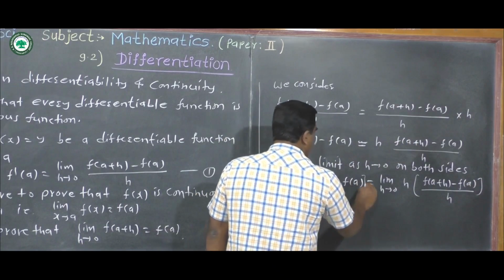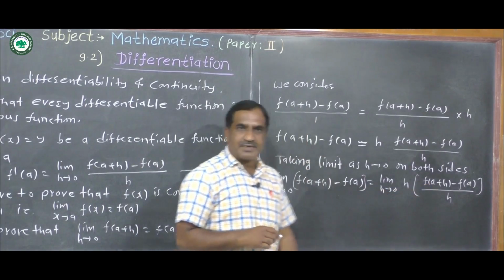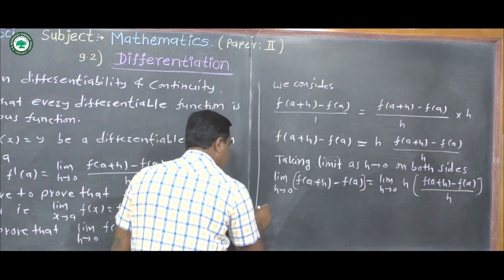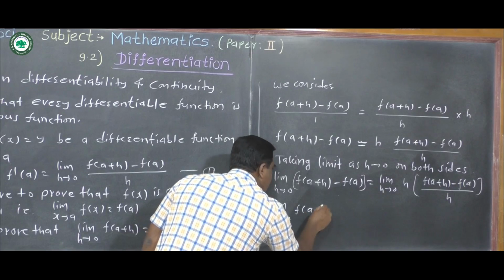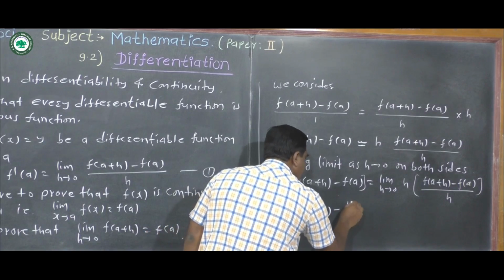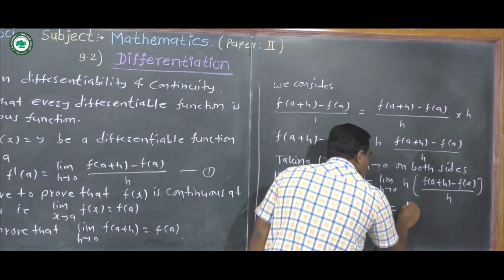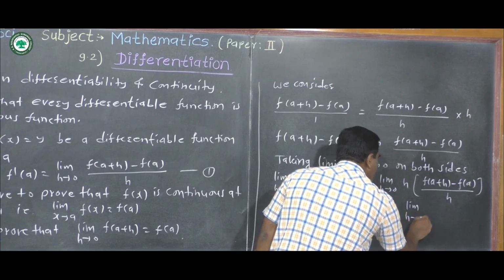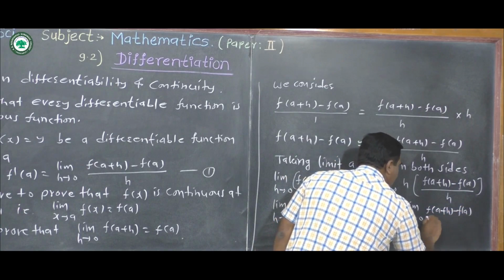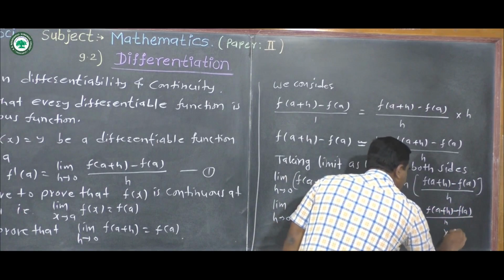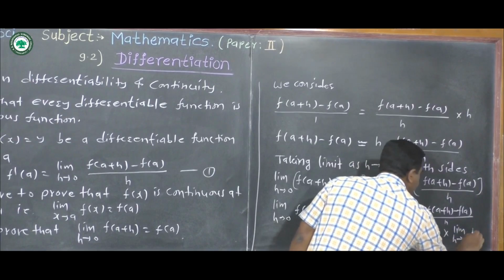Okay. Now we can take separate limits for these two terms, and here also we can take separate limits by algebra of limits. That is, limit h tends to 0 of f of a plus h minus limit h tends to 0 of f of a is equal to limit h tends to 0 of [f of a plus h minus f of a] upon h into limit h tends to 0 of this h.